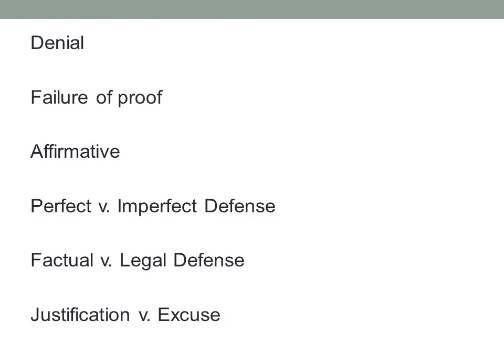A flat-out denial: I didn't do it. Go ahead, people, prove your case against me. A failure of proof: they might attack one of the specific elements of a crime. We'll talk specifically about these. They might put on something called an affirmative defense. We'll talk about the difference between a perfect versus an imperfect defense, factual versus legal defense, and justification versus an excuse.